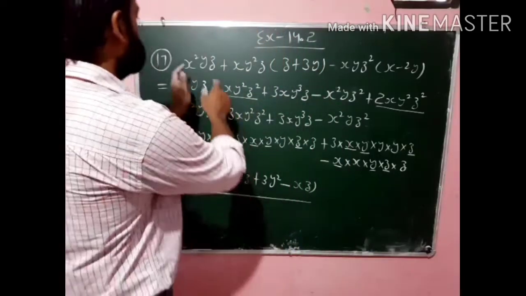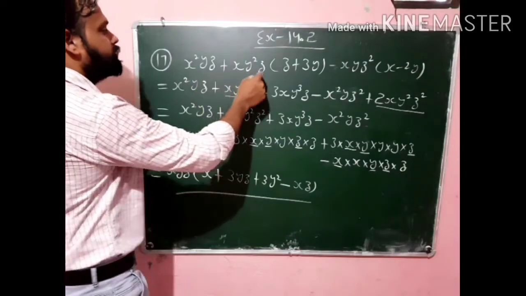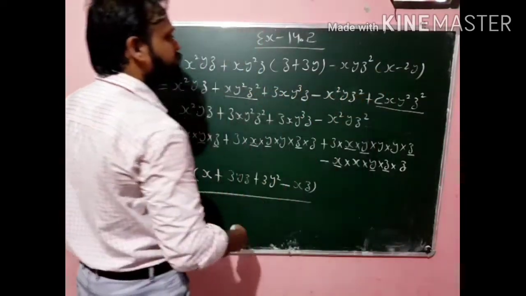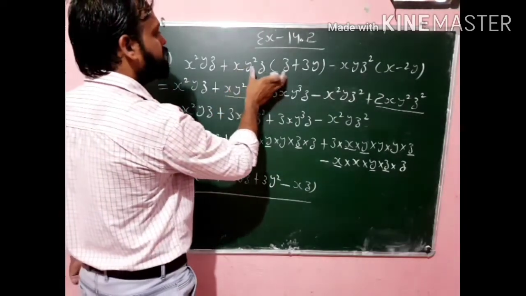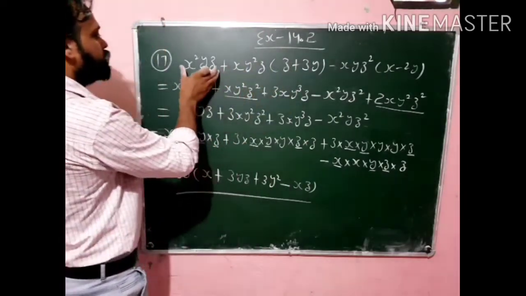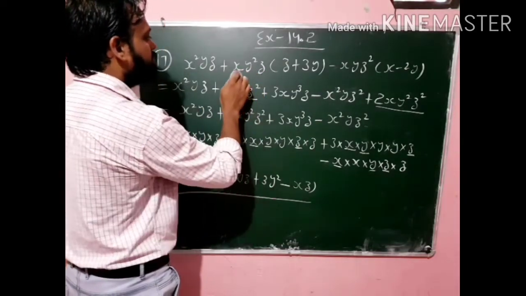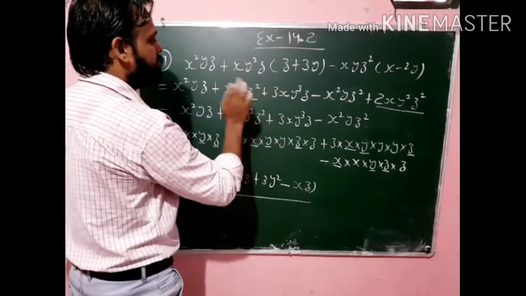Now you can see here this is x square yz plus x y square z into (z plus 3y) minus x y z square into (x minus 2y). First of all, multiply the terms which are outside of the brackets. So x square yz as it is, and now multiply this x y square z with this z, it will become x y square, z into z is z square.